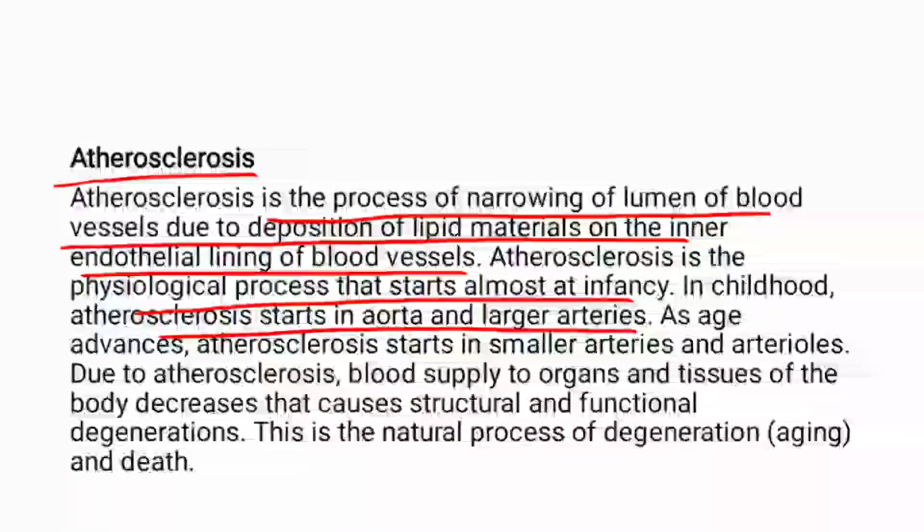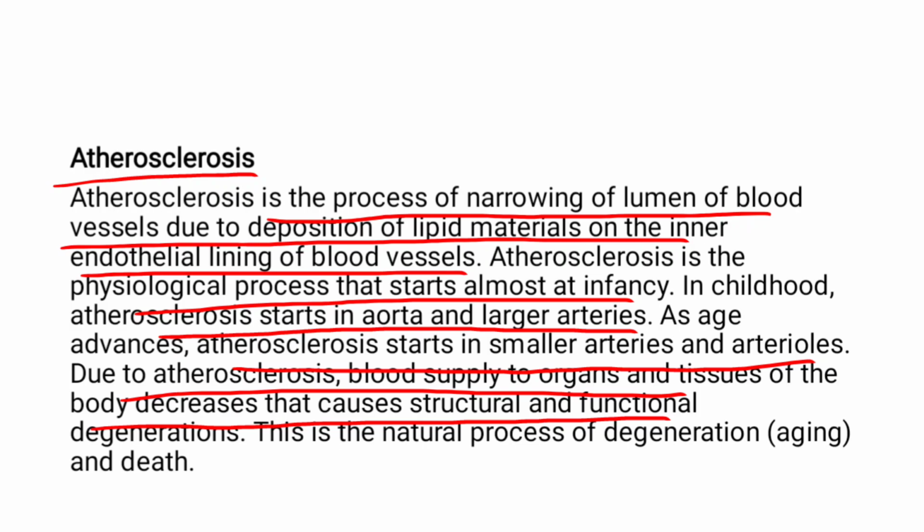As age advances, atherosclerosis starts in smaller arteries and arterioles. Due to atherosclerosis, blood supply to the organs and tissues of the body decreases, which causes structural and functional degenerations. This is the natural process of degeneration, or aging, and of death.